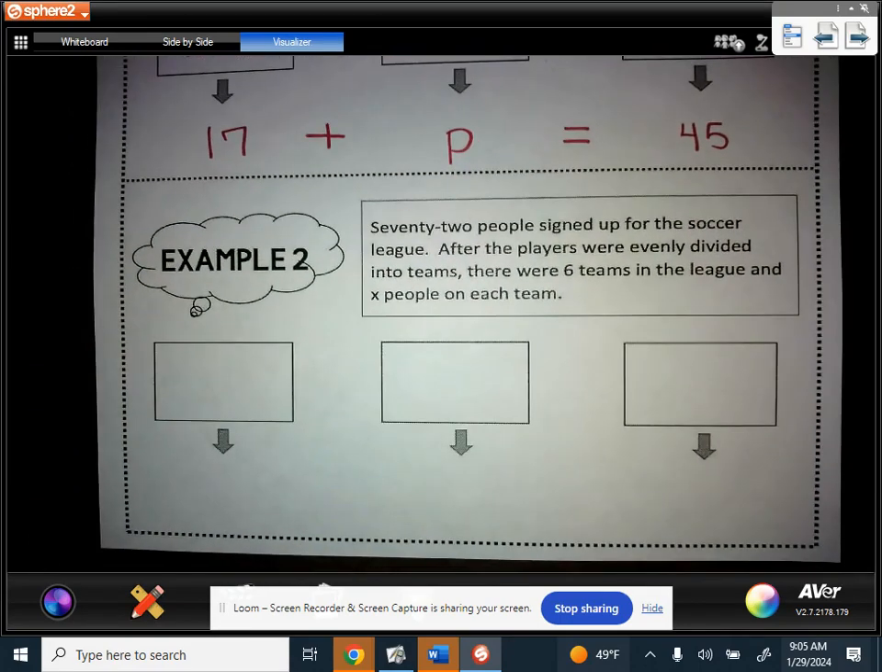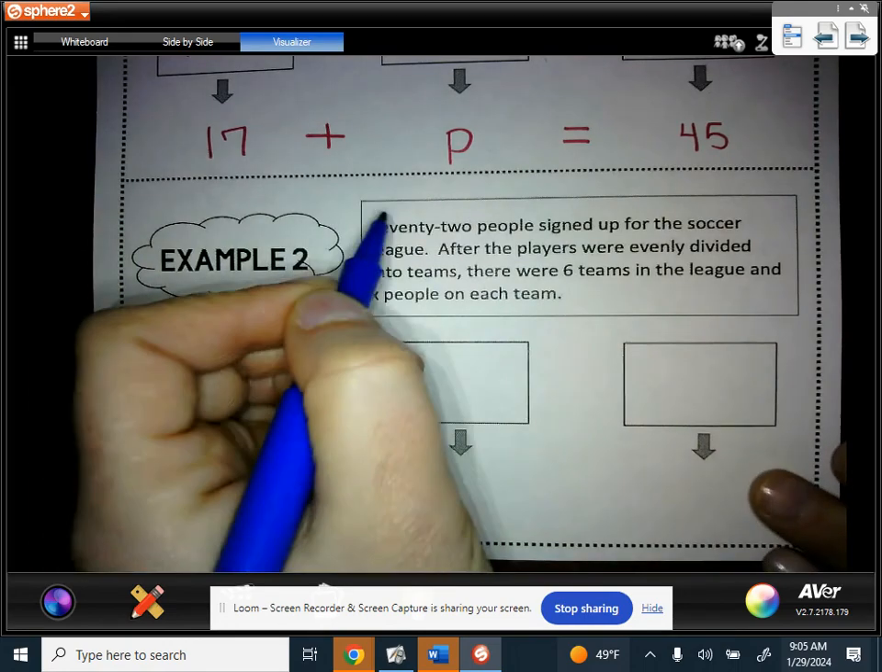Okay, so example 2. 72 people signed up for the soccer league. After the players were evenly divided into teams, there were 6 teams in the league and X people on each team. Okay, so again, we hear the word divided in this problem. It makes people want to pick a division equation, but follow along with me and you're going to see this is not going to be a division equation.